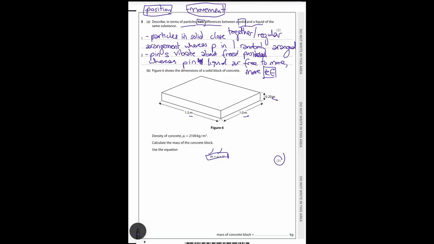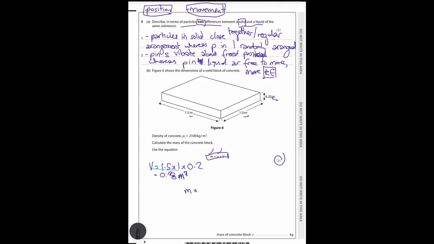Density is accounted for. Volume isn't accounted for because they don't give me a volume. But what do they do? They give me the 3 lengths of the 3 different dimensions of the concrete. So I'm going to show the examiner clearly I'm working out the volume first. So volume equals 1.5 times 1 times 0.2. I'm going to put that in my calculator, and the answer that I'm getting is 0.3, and I'll still put the unit meters cubed. Now that I've got that, I can just put it into the other equation.